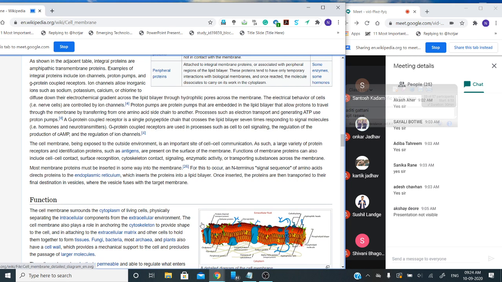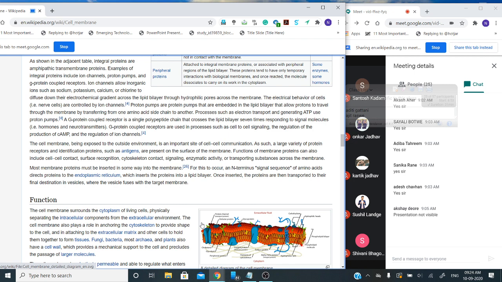Apart from that, the cell membrane is exposed to the outside environment, because the outside portion faces the extracellular fluid. So it is an important site for cell to cell communication. A large variety of protein receptors and identification proteins we have seen, and antigens are also present on the surface of the membranes. So functions of the membrane proteins can also include cell-to-cell contact, surface recognition, cytoskeleton contact, signaling, enzymatic activity, and transportation of substances across the membrane. These are the variety of activities this membrane is doing because of the proteins which are present.